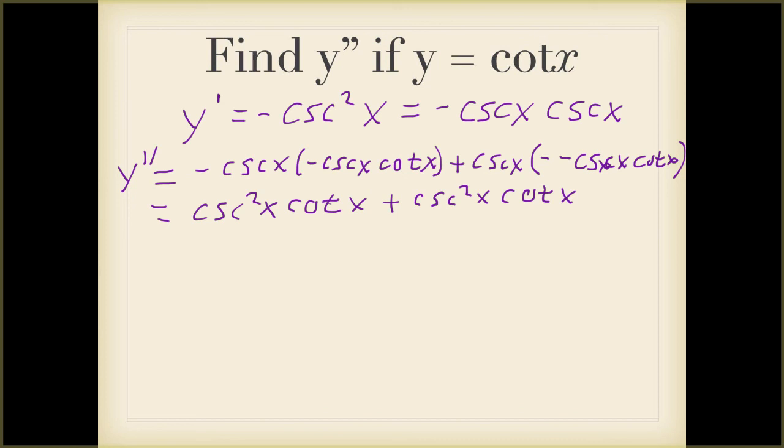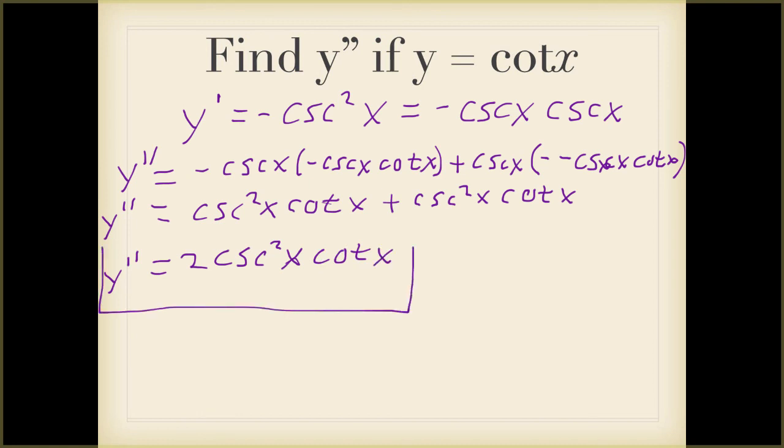So now we have y double prime is cosecant squared x cotangent x plus cosecant squared x cotangent x. And if you notice, these two terms are exactly the same, so we can combine them, and we have 2 cosecant squared x cotangent x. This is my y double prime, my second derivative of cotangent x.